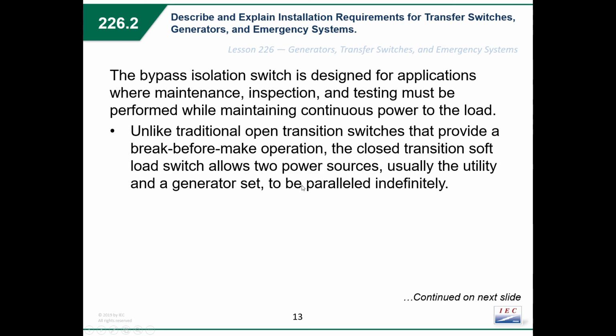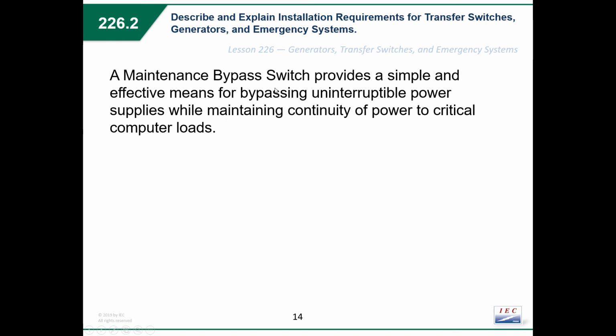Here we're going to talk about the bypass isolation switch, which is designed for applications where maintenance, inspection, and testing must be performed while maintaining continuous power to the load. So imagine a legally required life safety system. We need to do some kind of testing or maintenance. We don't want to have to turn this off. Unlike traditional open transition switches that provide a break before make operation, the closed transition soft load switch allows two power sources, usually the utility and generator, to be paralleled indefinitely. So in other words, in this case, we can actually throw that switch without killing power to the load.